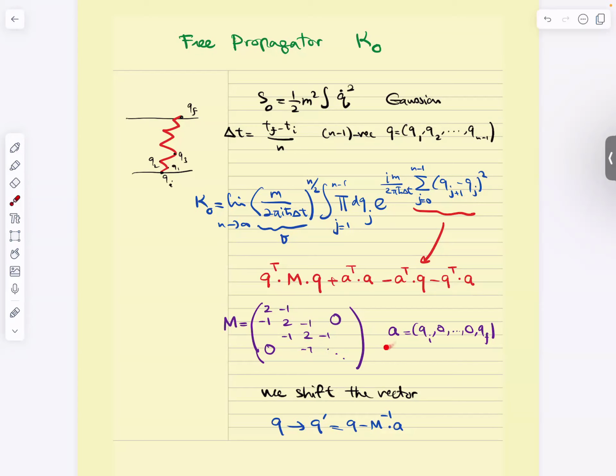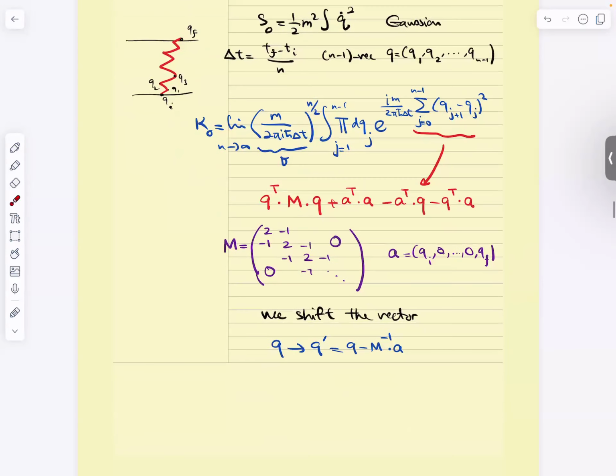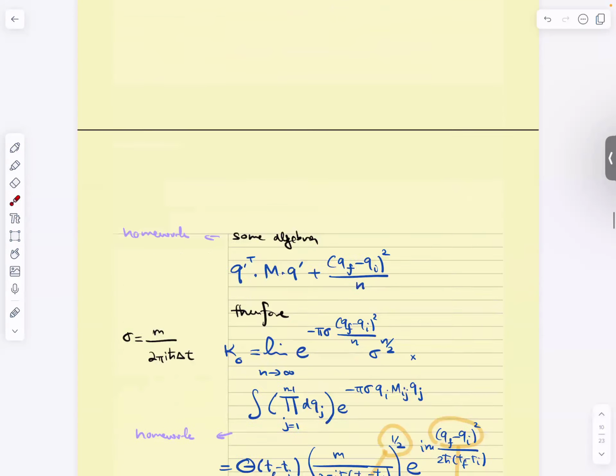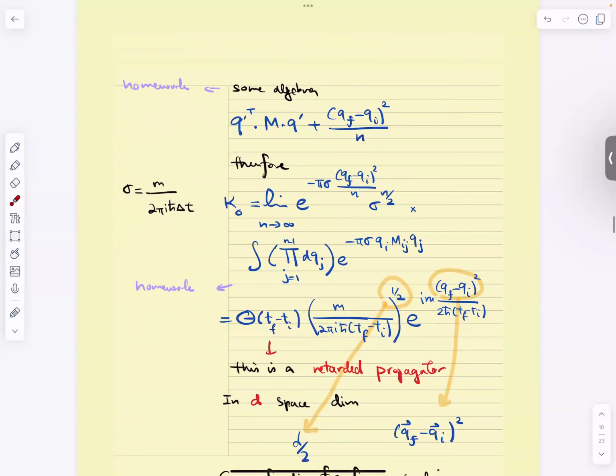And this A is added just to keep track of q_i, q_f. So this is what the A vector is. It's just a rewriting of this expression, just a line of algebra. How do you do the integral? You complete the square by shifting the vector q to q prime this way. Now, after some algebra, which you're going to do in the homework, or if you're lucky, I might forget to include it, this is what it becomes.